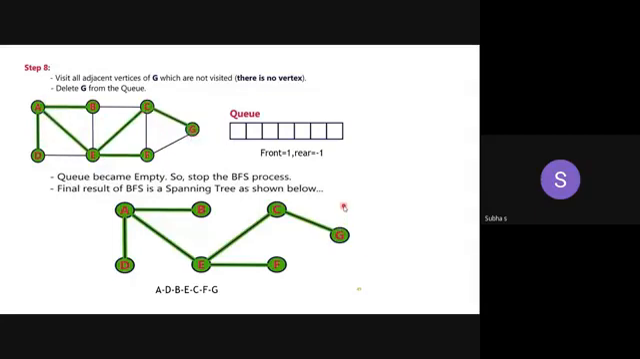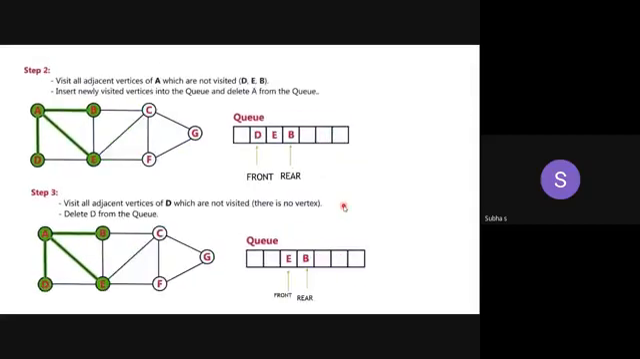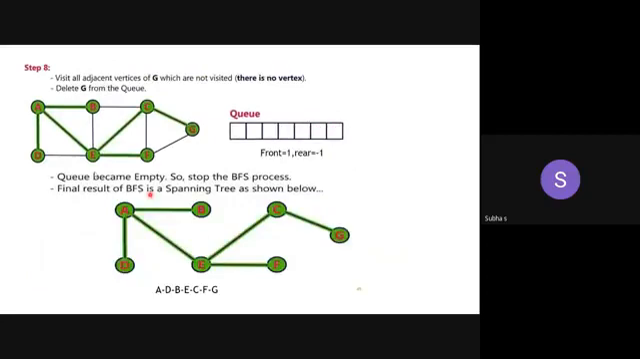In which order have we given it? Just the order in which we placed the adjacent vertices, I have mentioned that one. So this is called your spanning tree. Now finally the Q becomes empty, so we can stop the BFS process. The final result of BFS is a spanning tree.